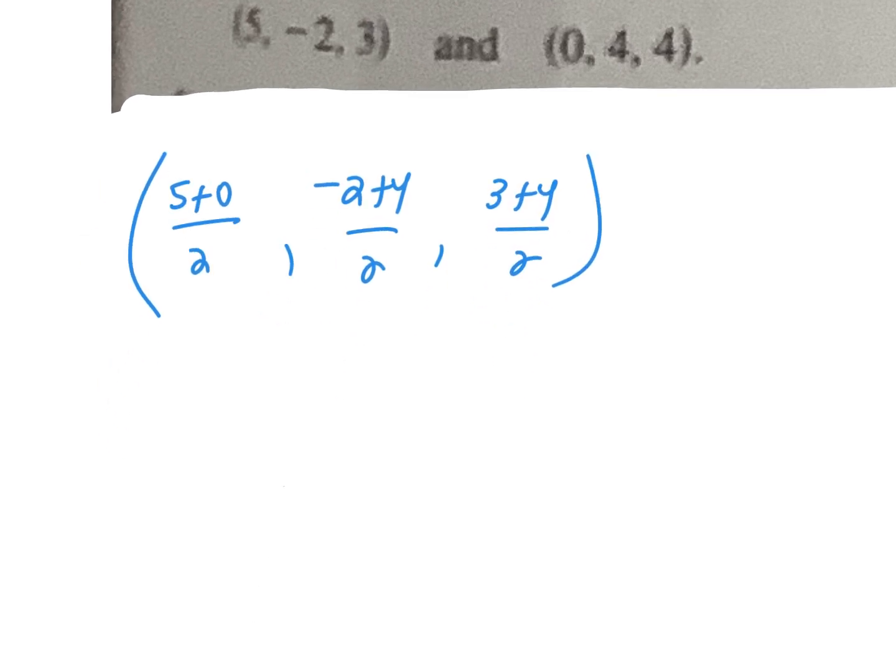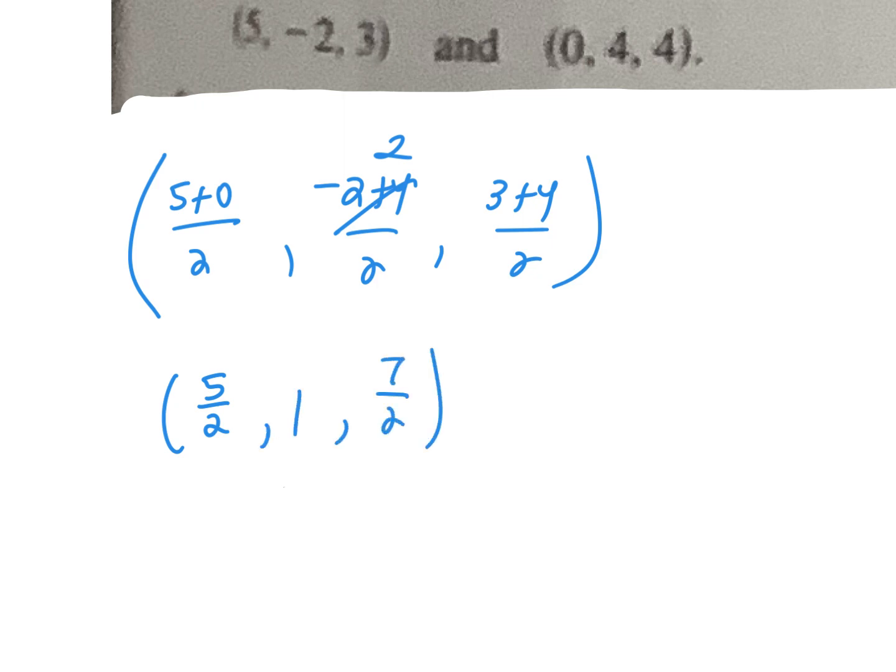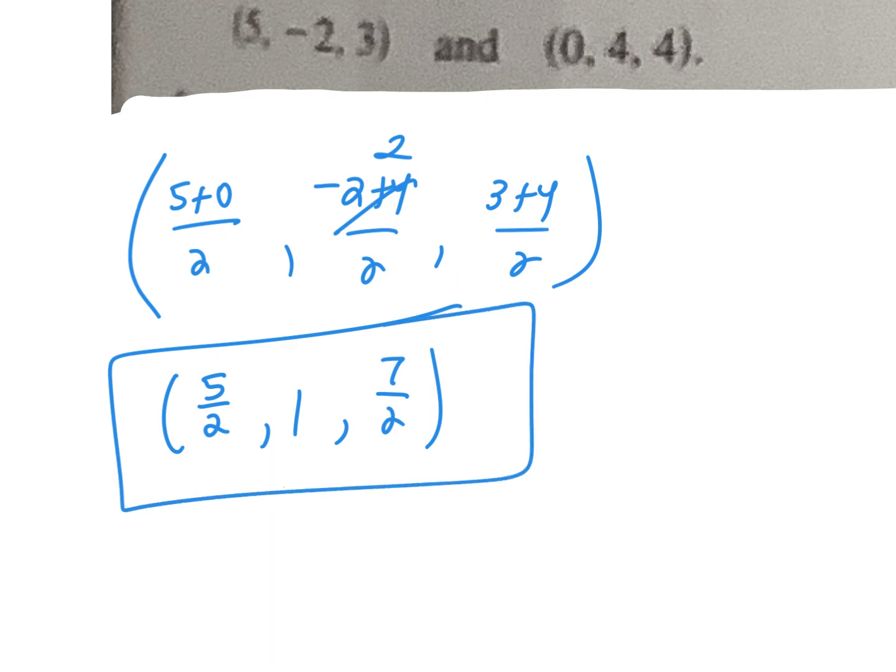So what is 5 plus 0? 5 divided by 2 just gives me 5 over 2. If you want to leave it like that, that's fine. What's negative 2 plus 4? 2. 2 divided by 2 is 1. Good. And then 3 plus 4 is 7. So you can leave it as 7 over 2. If you want to change it to a decimal, that's fine.